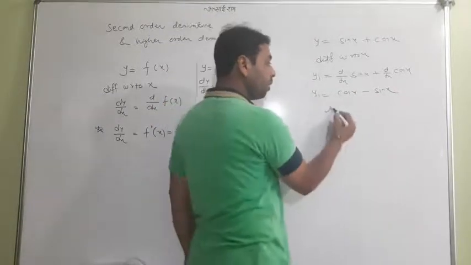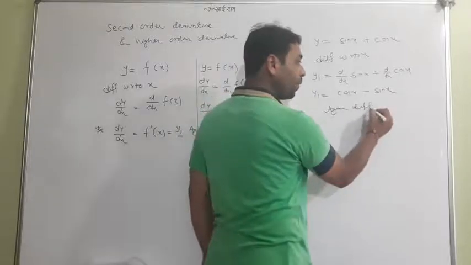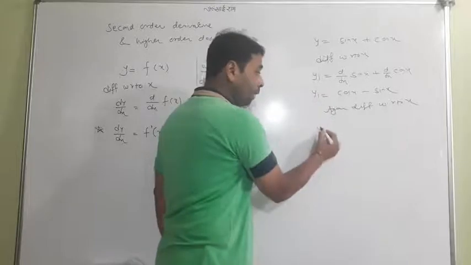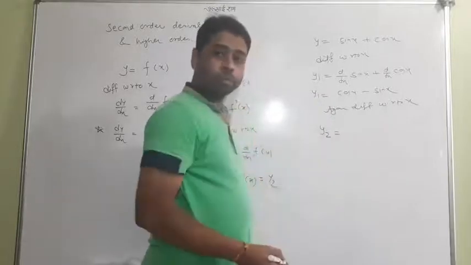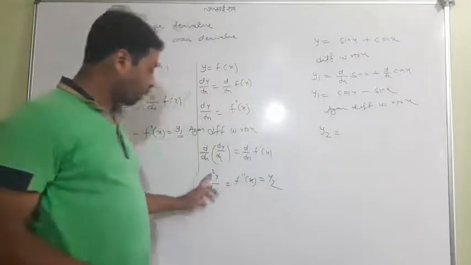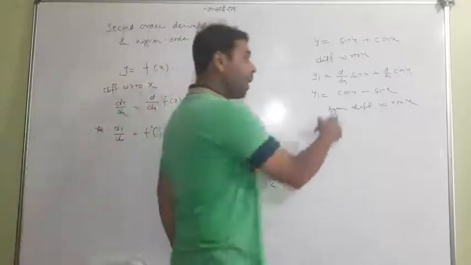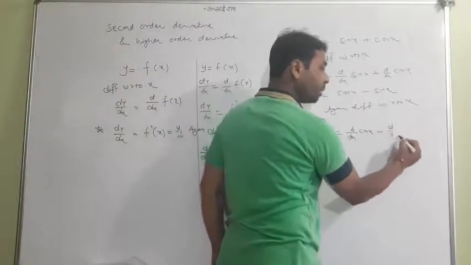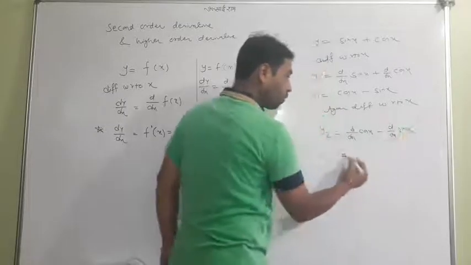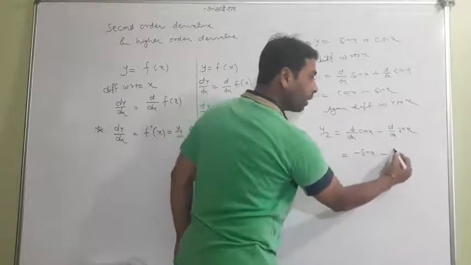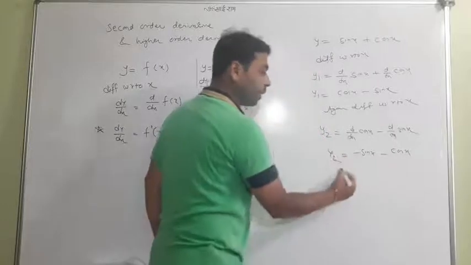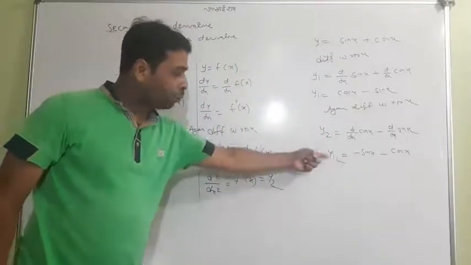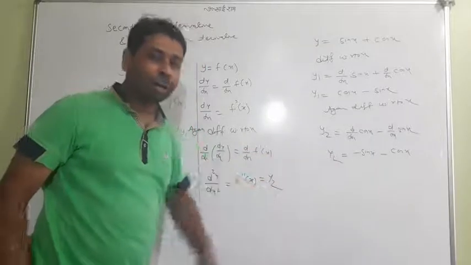Now you will write again differentiate with respect to x. So this y1 now will be y2. You need not write d square y by dx square, something like that. And then d by dx of cos x and d by dx of sin x will be here. The cos x has a differentiation minus sin x and this is a minus cos x. This is y2. So till now you have understood that y2 is here, so you also can find y3.